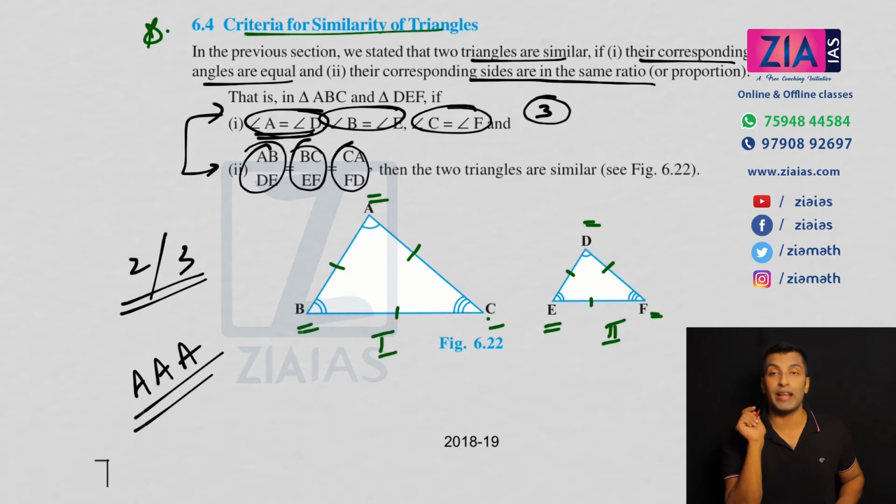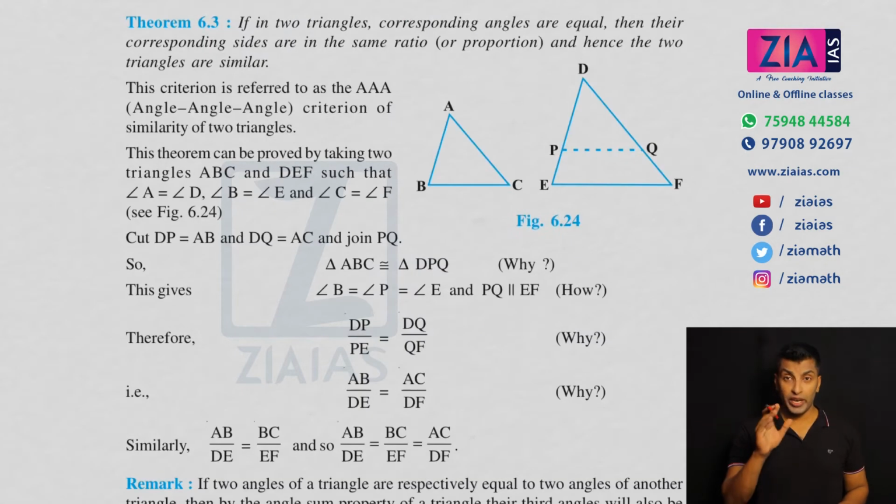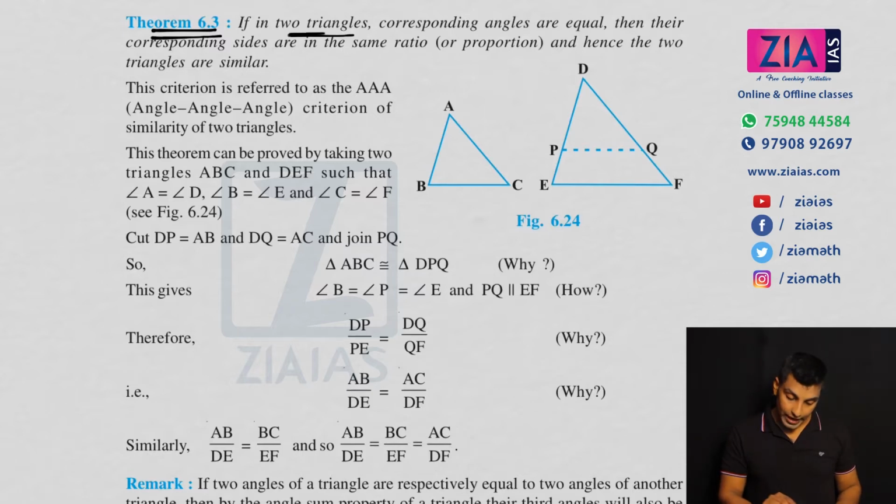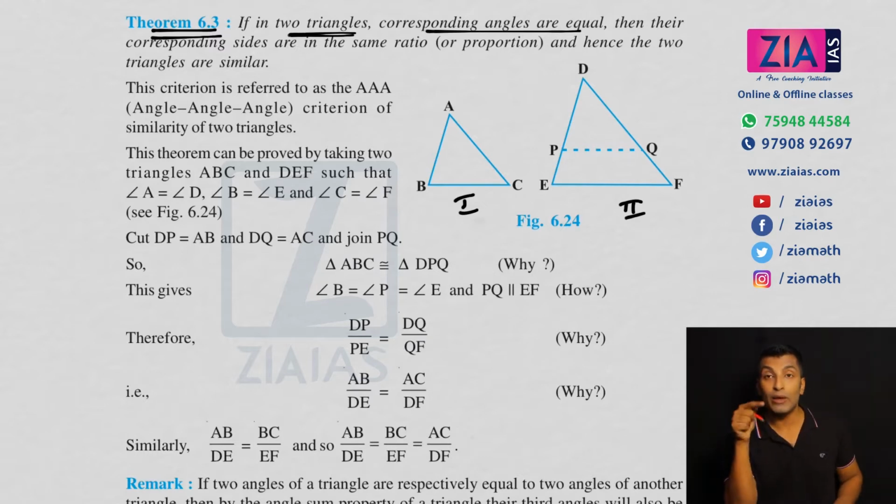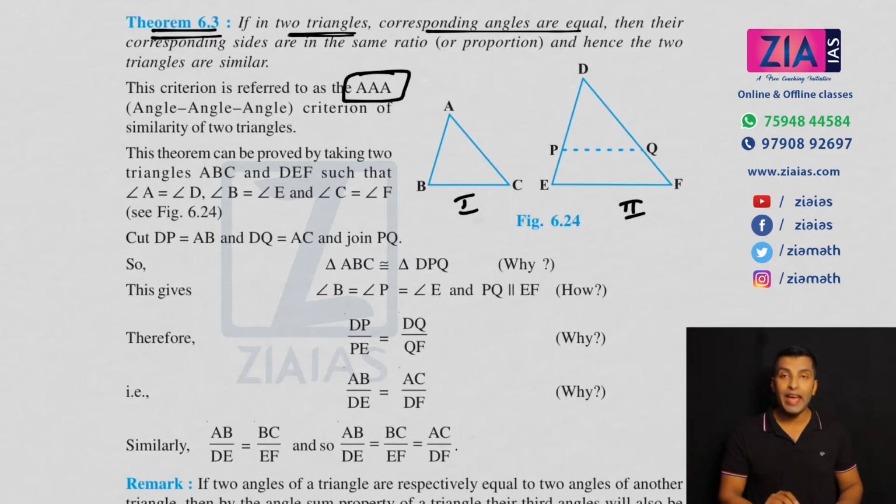The first rule is what we call the angle criterion for similarity. Let's look at the theorem. Theorem 6.3 states that in two triangles, if the corresponding angles are equal, then their corresponding sides will be in the same ratio. So you can say the two triangles are similar. We can prove this by using two triangles ABC and DEF. This criterion is what we call AAA, or the angle criterion for similarity of triangles.